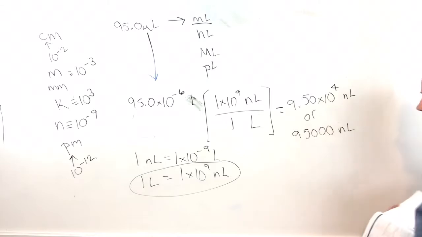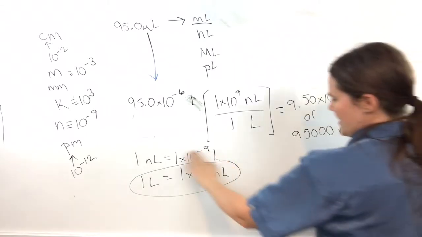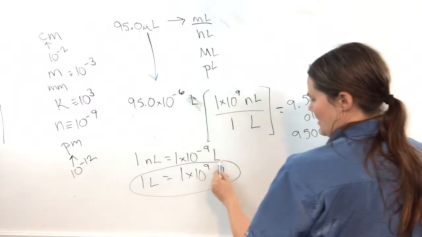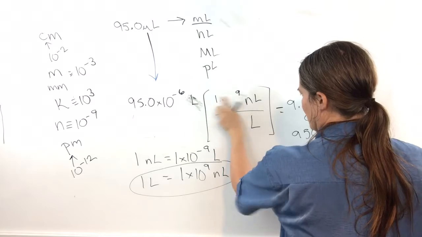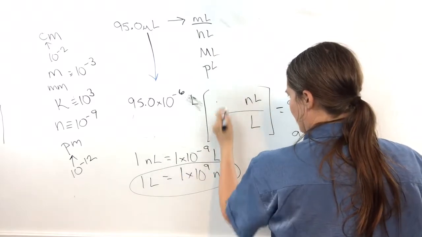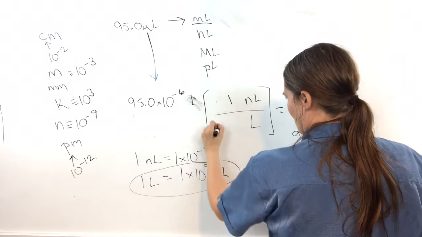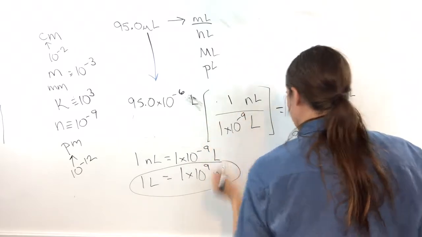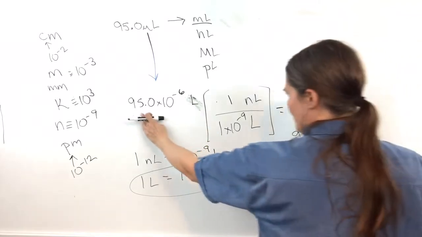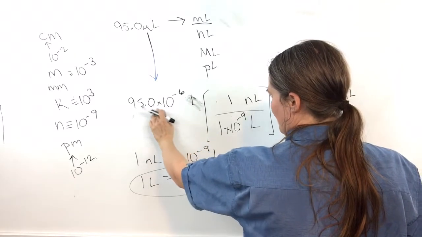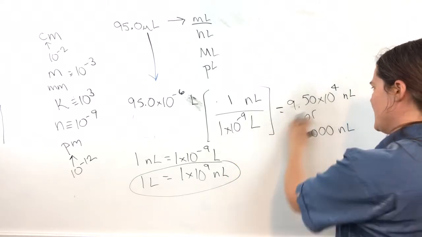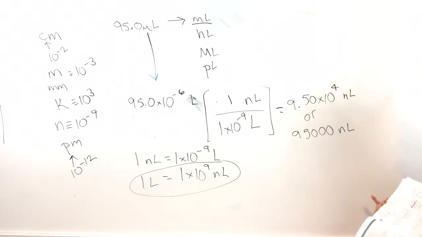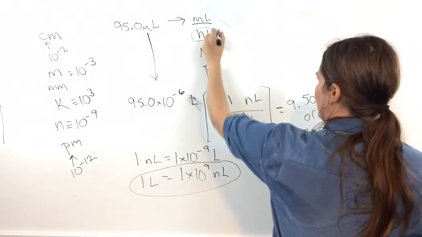95,000 nanoliters. And just like the last one I did, we could have used this conversion factor as well, and we would have ended up with the same answer. So if I put that in, I have 1 nanoliter over 1 times 10 to the minus 9 liters. And so then if I take 95.0 times 10 to the negative 6 divided by 1 times 10 to the negative 9 liters, you end up with the same answer. So you can use either of these conversions. Okay, so that was the nanoliters.